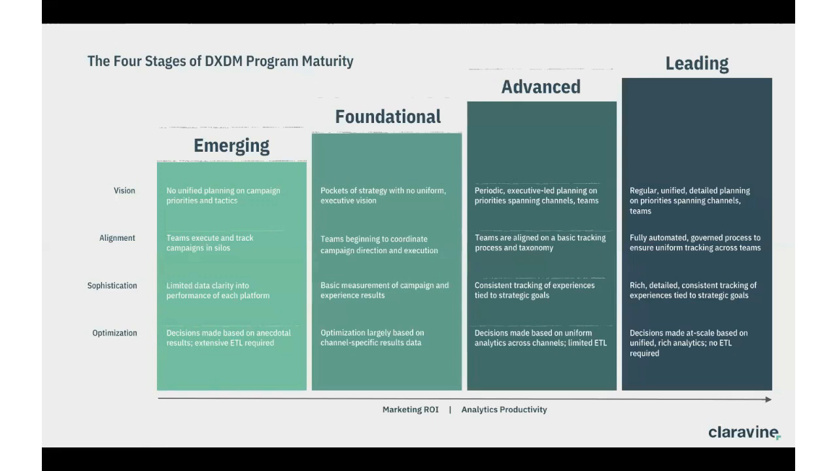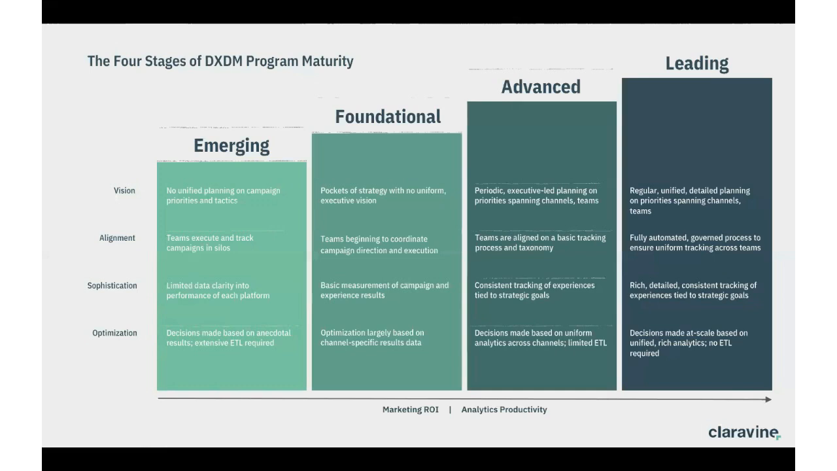Using this data for optimization and marketing decisions may not be present if you're just starting out. The data might not even be used. You might just be using anecdotal results to make marketing decisions. And the data might be so messy that there's a lot of ETL required to transform it into a usable format. As you continue to evolve, your optimization may be done within channels, but not necessarily communicated across channels.